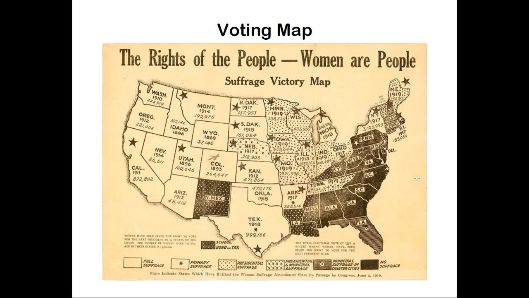Next, we have a voting map. This says the rights of the people, women are people, and it says suffrage victory map. Okay, so you can see in some of these states, it says full suffrage. Then we have primary suffrage, presidential and municipal suffrage, okay? And in the dark states, there's no suffrage, and this says municipal suffrage in charter cities. So believe it or not, Wyoming is the first state to give women the right to vote. And I believe it was when it was still considered a territory. So women are getting the right to vote, and so this is what this map represents.